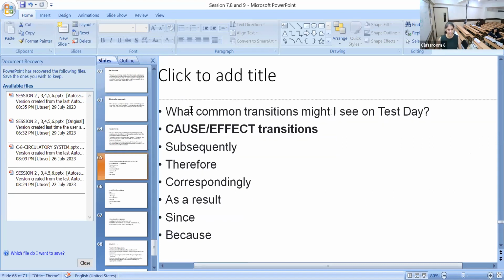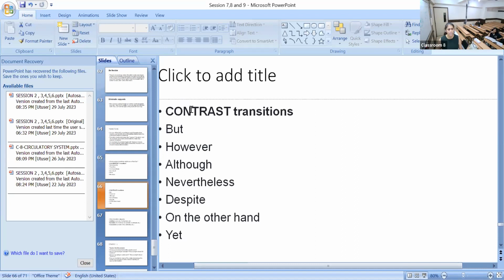This is cause and effect. These are the common ones which we see, cause and effect transitions. So you can see this correspondingly, as a result, since, because. We have already written all these. And contrast. Have I done contrast? No. So you can just put down contrast also in your notebook. I think I didn't do it. But, however, although, nevertheless, despite, on the other hand, yet, contrast transitions.